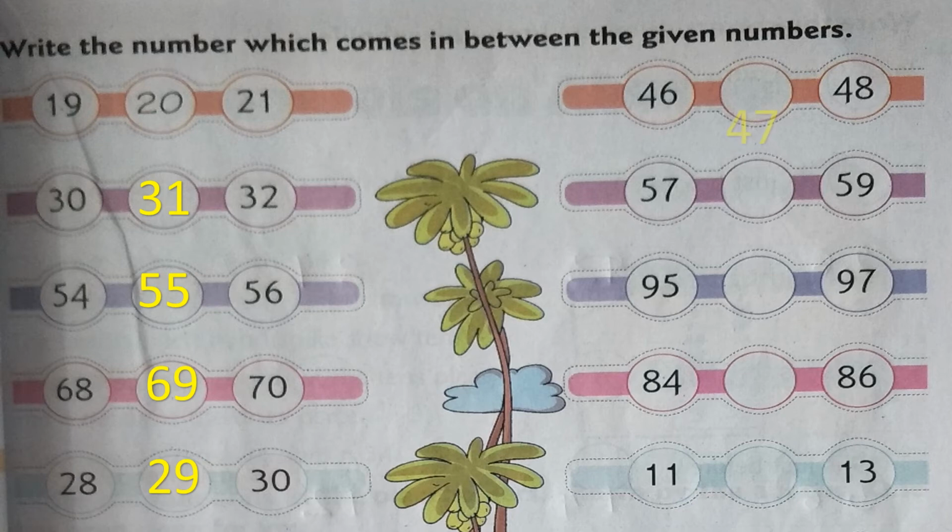So it is 47. Now tell me the number that comes between 57 and 59. It is 58. The number between 95 and 97. It is 96. The number between 84 and 86 will be correct. It is 85. Now tell me the number that is in between 11 and 13. It is 12.